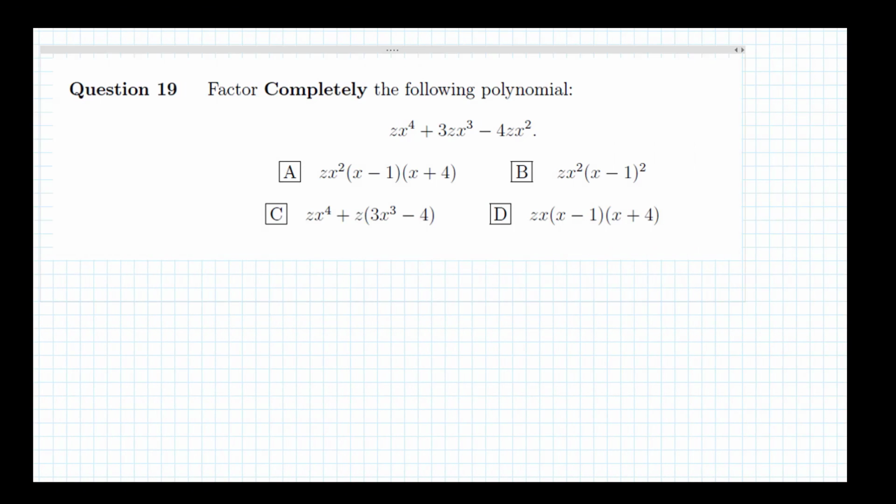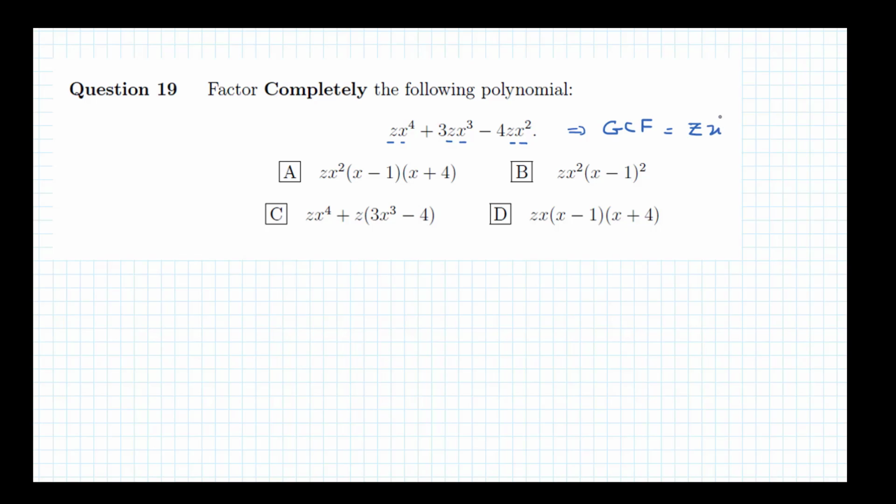Question 19. Factor completely the following polynomial: zx to the 4 plus 3zx cubed minus 4zx squared. We remark that the greatest common factor between the three monomials that we have here is zx squared. Let's denote by A this polynomial. So we can write A as zx squared times x squared plus 3x minus 4.